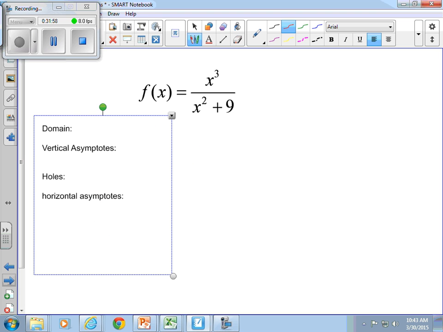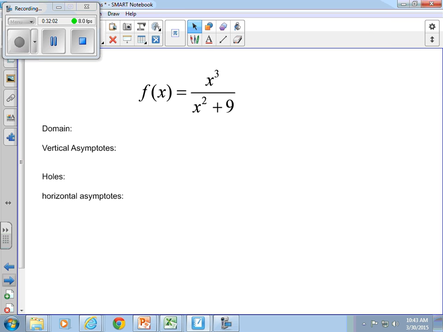This one I put up here because it's kind of a trick question, sort of. It occasionally comes up. Does x squared plus 9 factor? Does x squared plus 9 equal 0? It's not minus 9, it's plus 9.